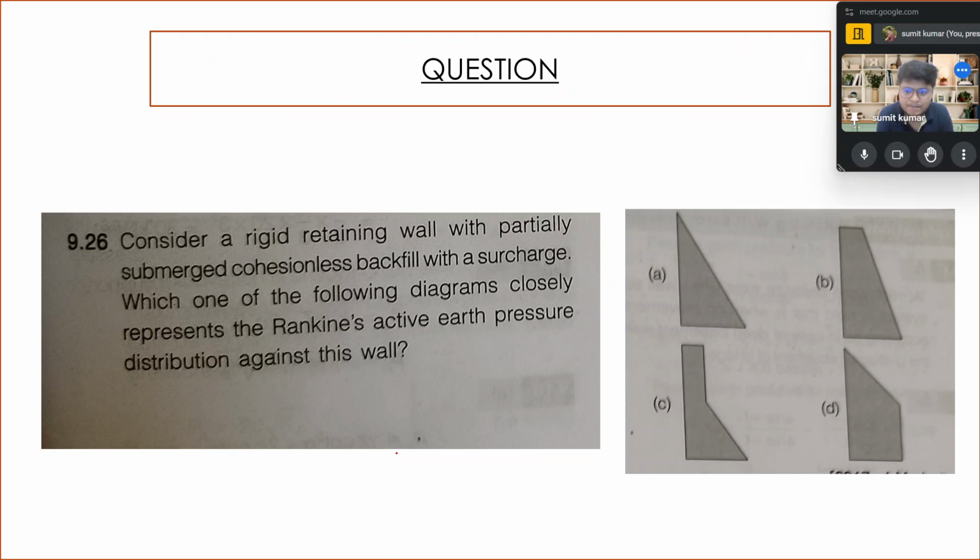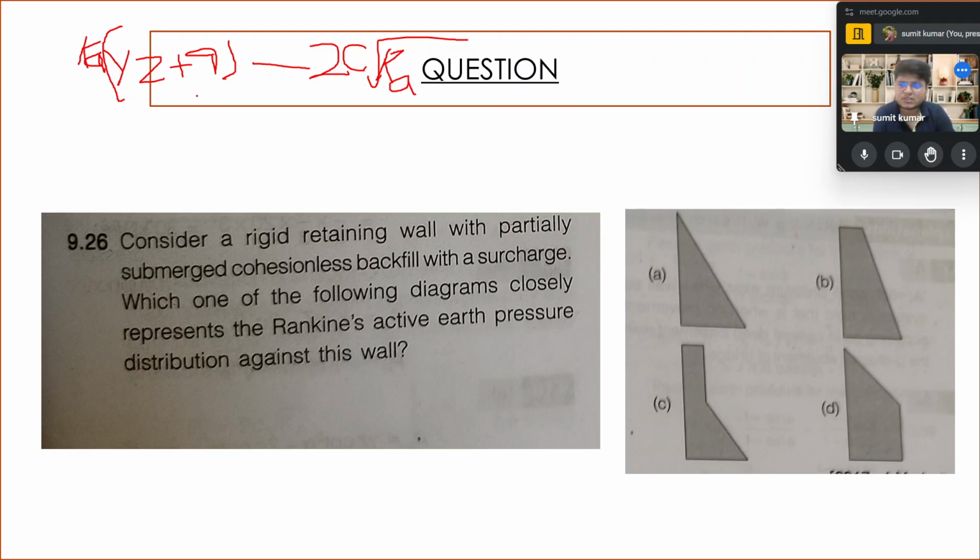Okay, so if a surcharge is there and the soil is cohesionless, we know our equation very easily. K_A for the active case, K_A gamma Z; for surcharge, K_A gamma Z plus q, minus 2C root K_A, gives P_A. We know this very popularly.